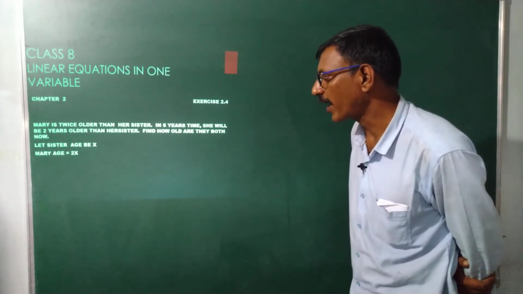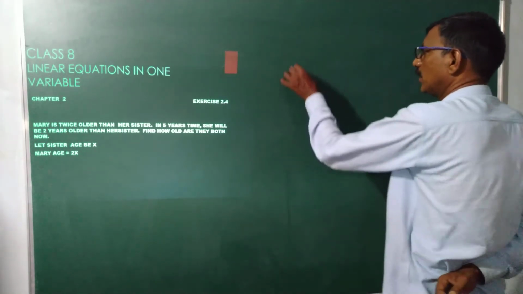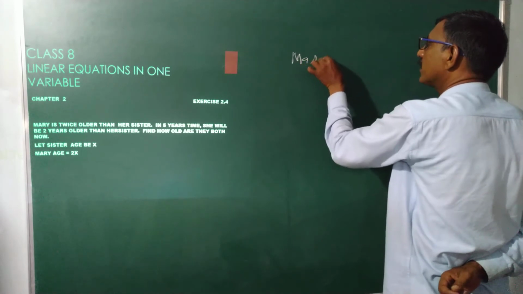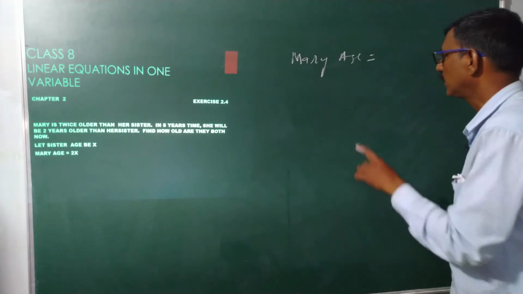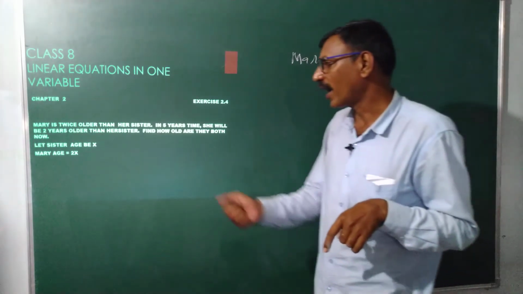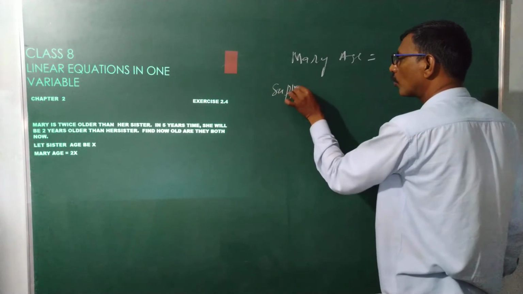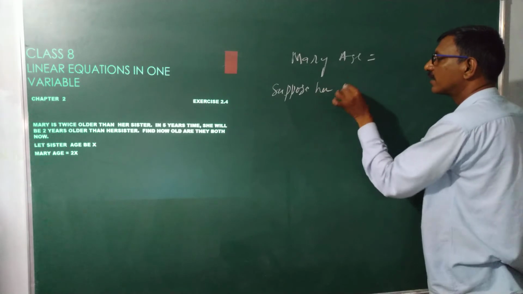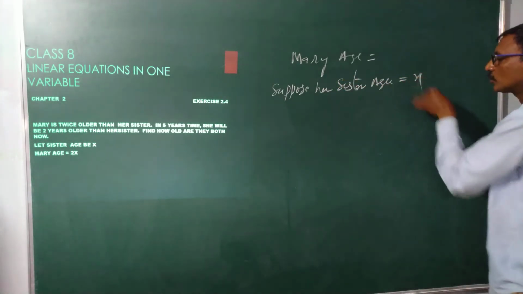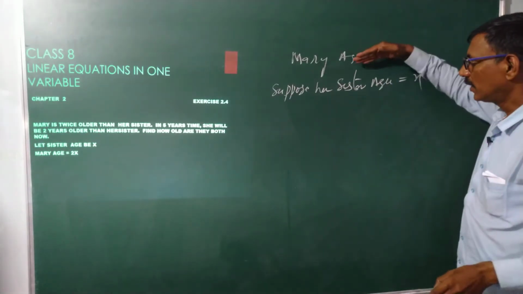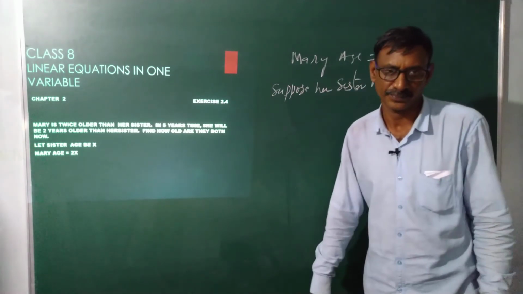Mary's age is twice that of her sister. Mary is twice older than her sister. Suppose her sister's age is equal to x. Then Mary's age is 2 times x. Twice older. Okay.